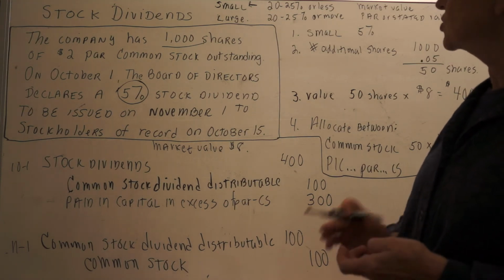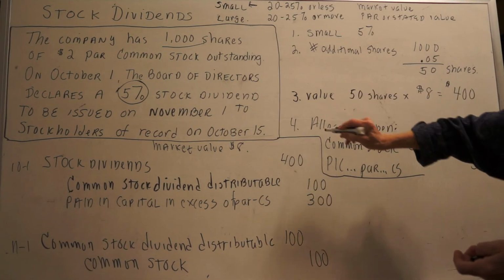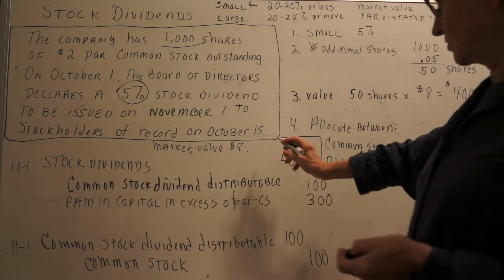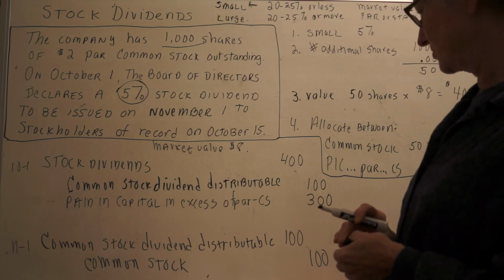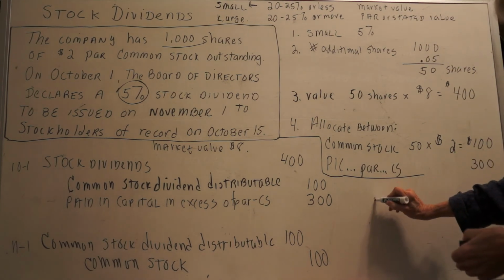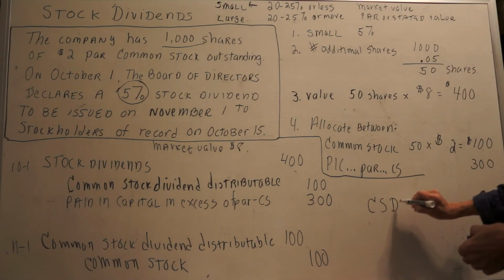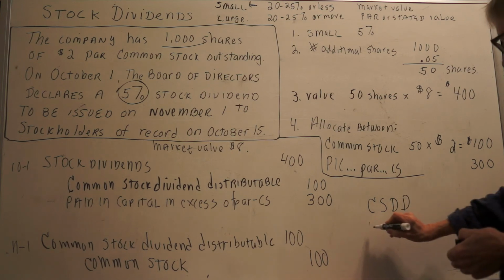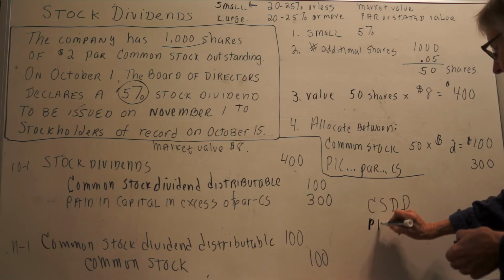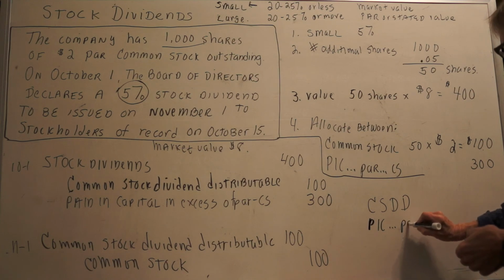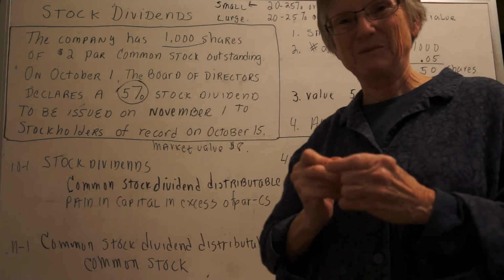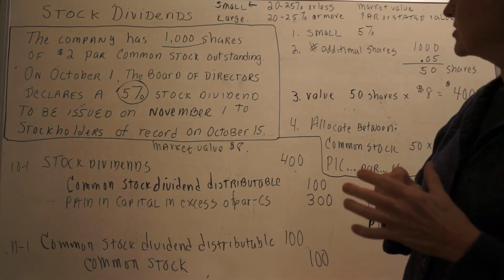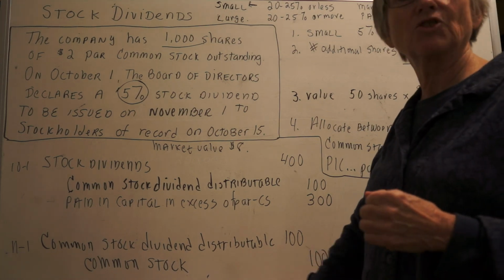So these 4 steps work out very nicely in arriving at what you need to do for the journal entries. You can shorten things out a little bit. For the paid-in capital, you have to say whether it is in excess of par or stated value, and on common stock or preferred stock. Okay, all right, so that's our small stock dividends.